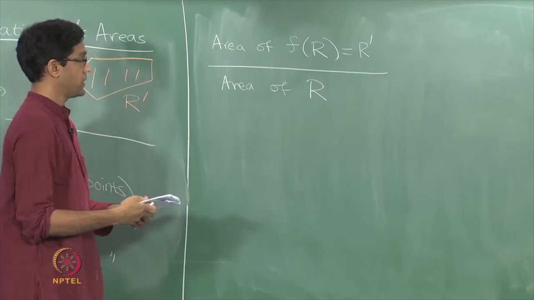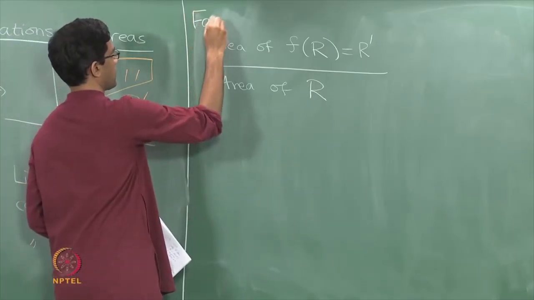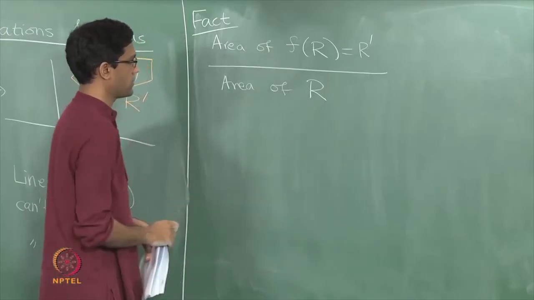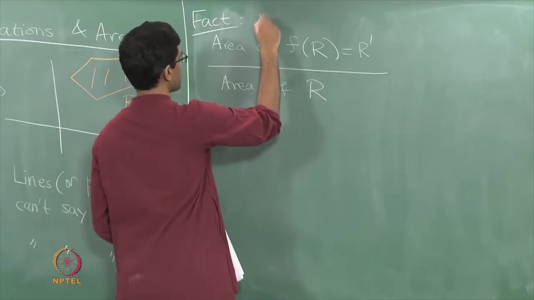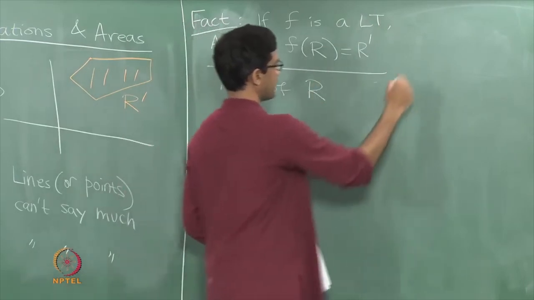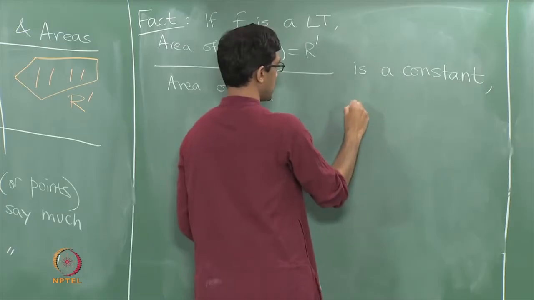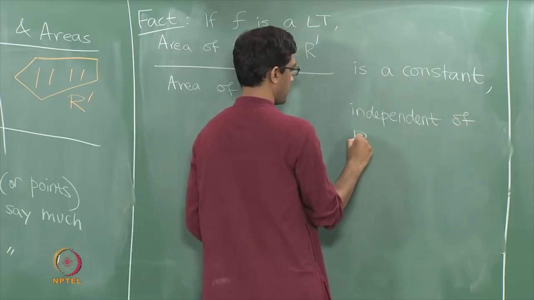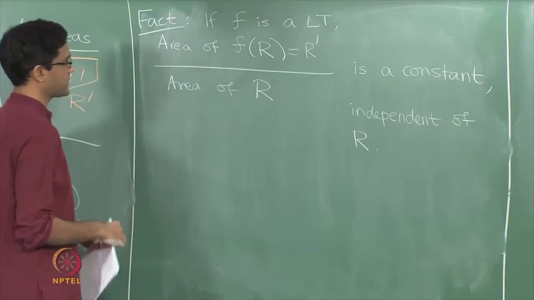This you might want to call the area scaling factor or the area dilation factor. Now here's the surprising fact. If f is a linear transformation, or in fact also an affine transformation, then this ratio is a constant, independent of what shape R has or where it is located on the plane. By constant I mean it does not depend on the region R. It does not matter what shape the region has, where it is located and so on. So it is absolutely independent of R, the answer will always be the same.